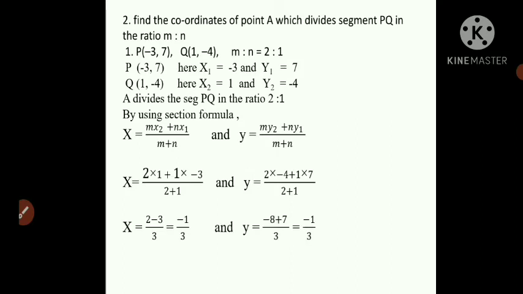So now we will simplify this. For x, 2 ones are 2, plus 1 into minus 3 will be minus 3. So 2 minus 3 upon 3 is equal to minus 1 upon 3. And for y, 2 into minus 4 will be minus 8 plus 7 ones are 7 upon 2 plus 1, 3. So minus 8 plus 7 upon 3 is equal to minus 1 upon 3. So A has coordinates (minus 1 upon 3, minus 1 upon 3).